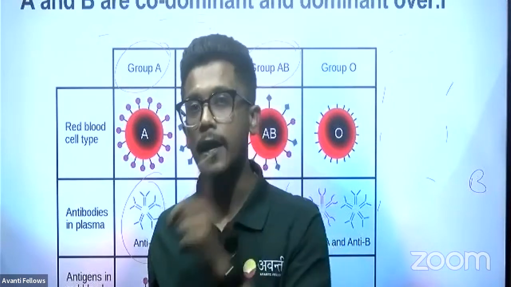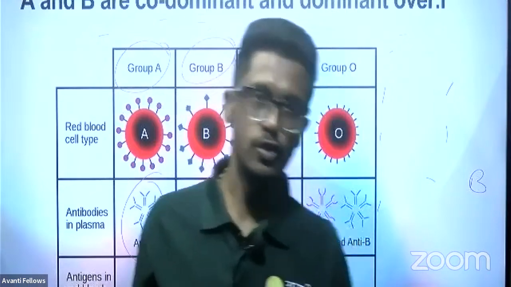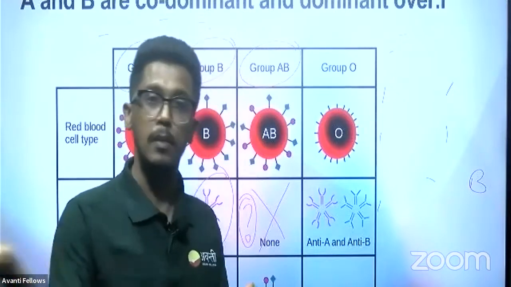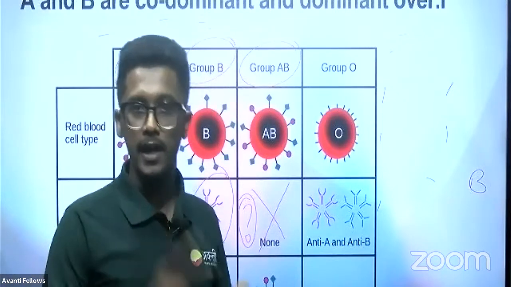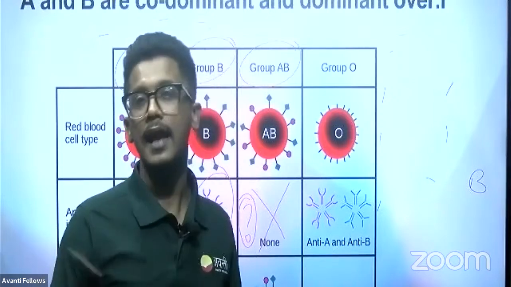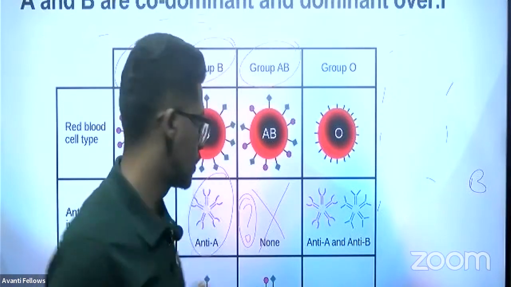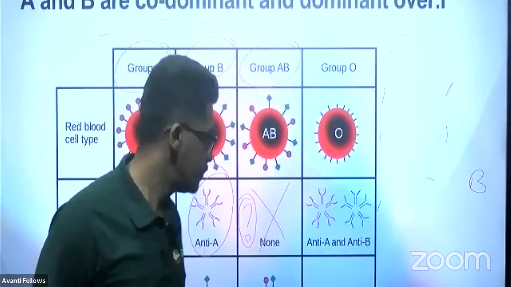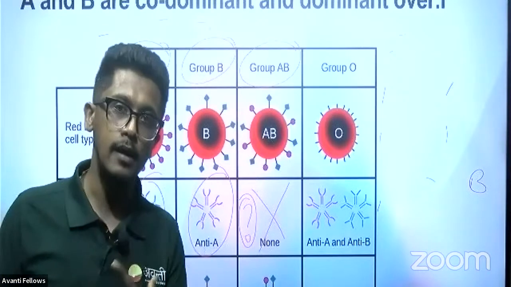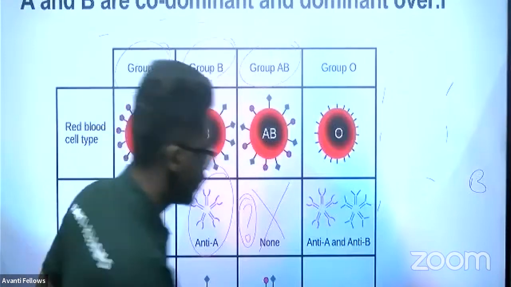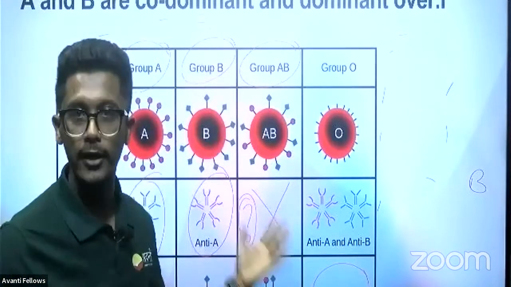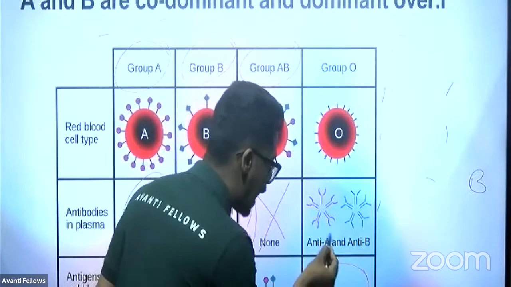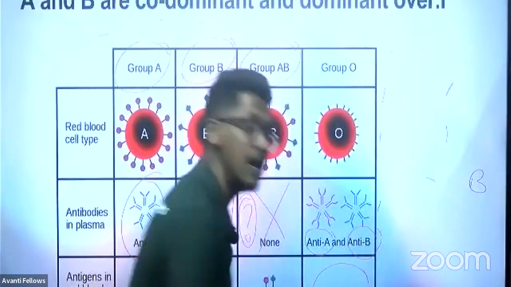That's why AB blood group people are called universal acceptors. They can accept any group of blood: from A people, from B, from AB, or from O people. Correct, right? Got it? Now, come to O. If you look at O people, we understood that O people do not have any antigens. So you see here, there are no antigens in the O blood group. But in their blood plasma, they have both anti-A as well as anti-B antibodies.